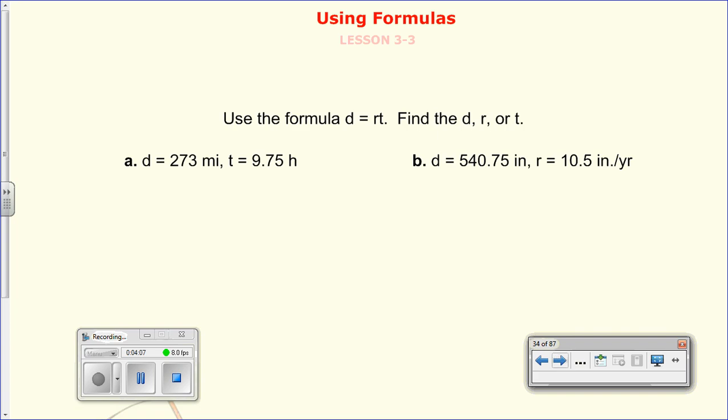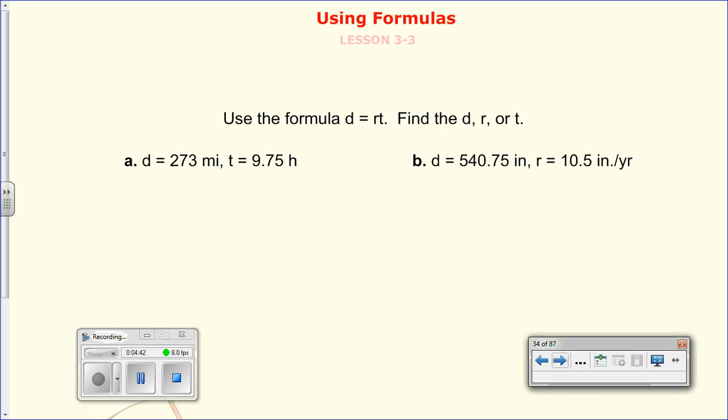Now I have 2 more here. You're going to use that same formula, D is equal to R times T, and you need to find the missing piece. So for A, they tell you that D, the distance, is 273 miles, and T is 9 7/500 hours. You can pull out a calculator for these ones to help you out, especially when they're not whole numbers. There you're missing R, so you have to find the rate. B, they give you the distance is 540 7/500 inches, and rate is 10 5/10 inches per year. So your job is to figure out what the time is.